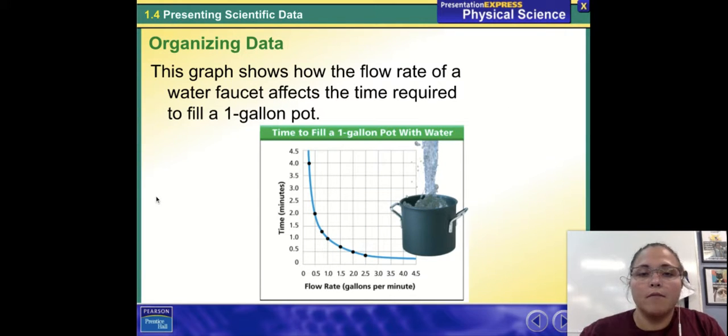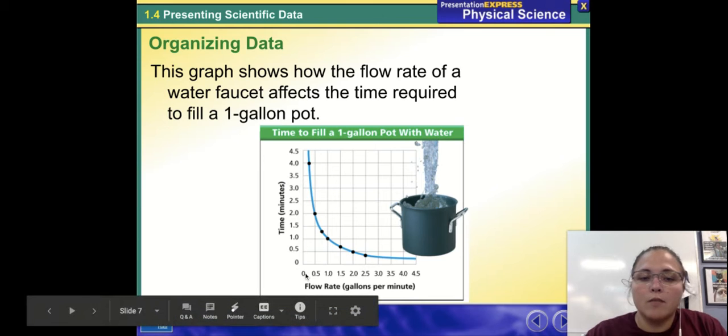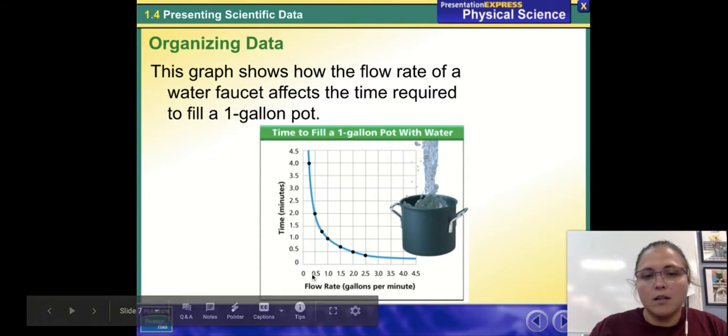Looking at this graph, it does not have a straight line, it has a curved line. This is a graph that shows the flow rate of a water faucet, how it affects the time required to fill a 1 gallon pot. So basically, if you have your water faucet turned on just a little bit, that's going to be this side. It's going to take a while to fill that pot up. If you turn that faucet on full blast, that will be over here on this side. It's going to fill up the pot in a lot less time.